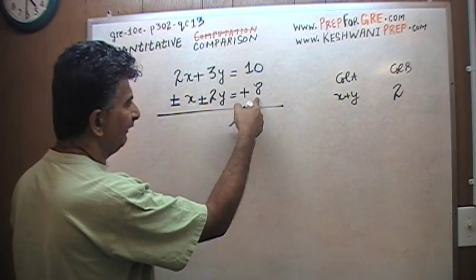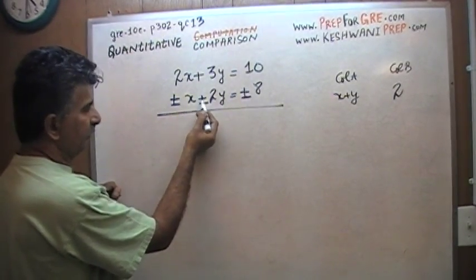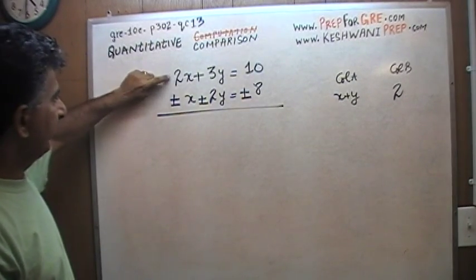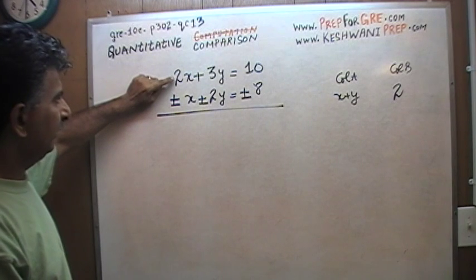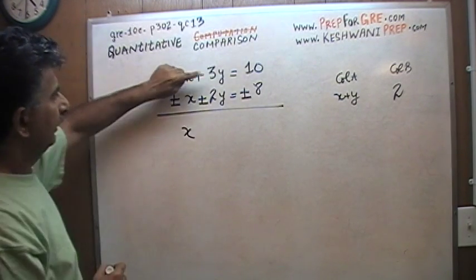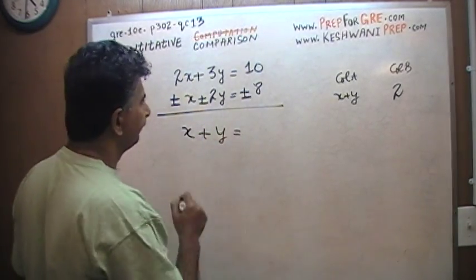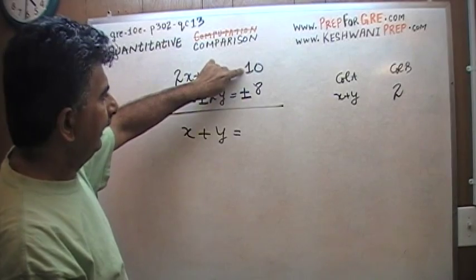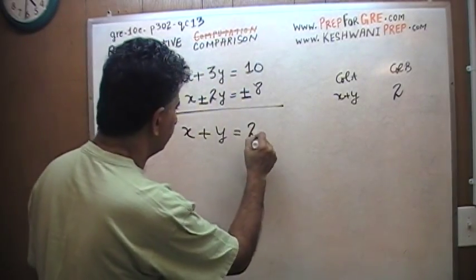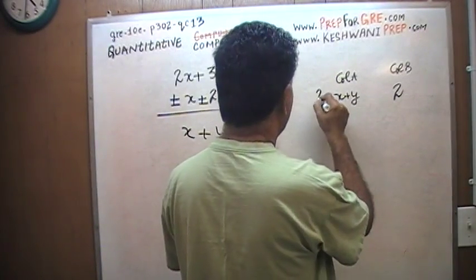See, this is plus 8, isn't it? So I'm going to change it to minus. This was a plus x, so I changed it to minus. This was a plus 2y, so it becomes a minus. And now it's just 2x minus x, because I'm subtracting it. 2x minus x gives me x, and 3y minus 2y gives me y. Voila. And 10 minus 8 gives me 2, which is my x plus y. So x plus y, we now know, is 2.